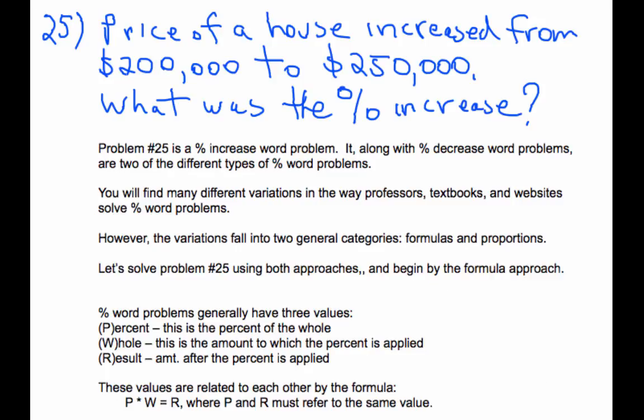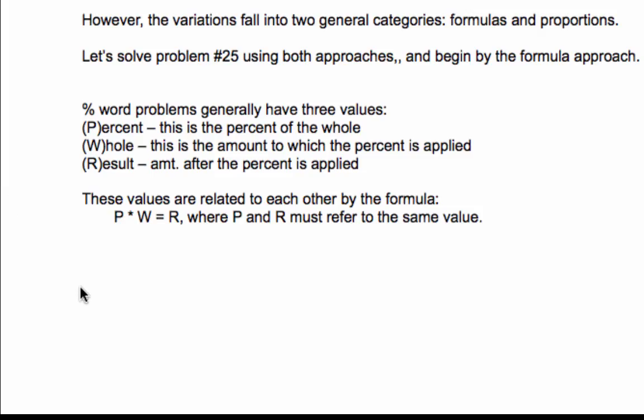Other textbooks may use other letters than P, W, and R, but the idea is the same. I chose P, W, and R because they refer to the quantities that we're discussing here, but also it's easy to remember. You just power it up. P, W, R, P times W equals R. So we're now ready to solve the problem. We'll write down the formula, P times W equals R.